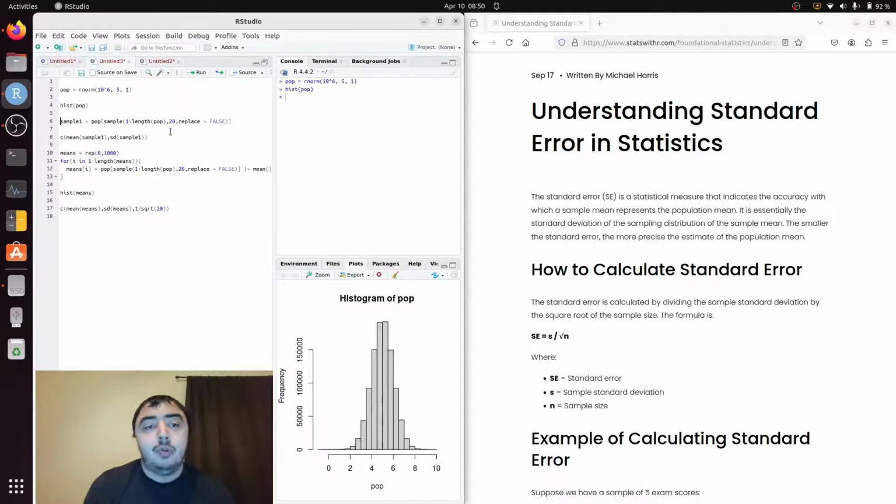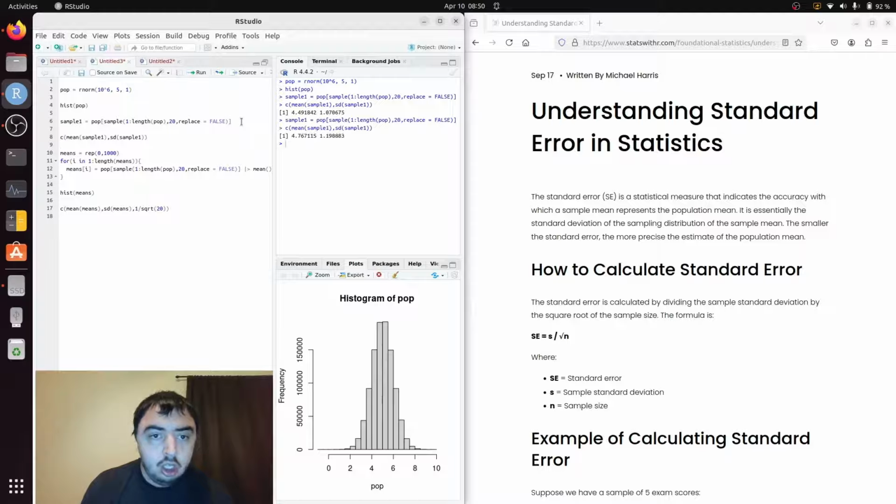So let's talk about sampling from this distribution. I'm going to take one sample of size 20 from this population of 1 million. So I take the sample and I print the mean and standard deviation of that sample. Let's do that again. Okay, I'm going to do a larger sample just so you can see that I am not crazy.